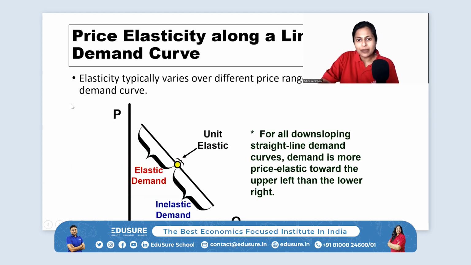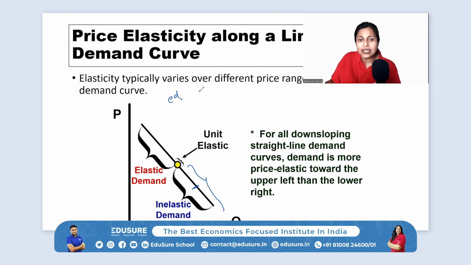When you are at the midpoint of the demand curve, you are unitary elastic, or elasticity is equal to 1. At the midpoint, elasticity is equal to 1 because the length of the lower line segment is equal to the length of the upper line segment. This also means that at all the points below the midpoint, the elasticity is going to be less than 1. Why? Because the length of the lower segment is going to be lesser than the length of the upper segment.